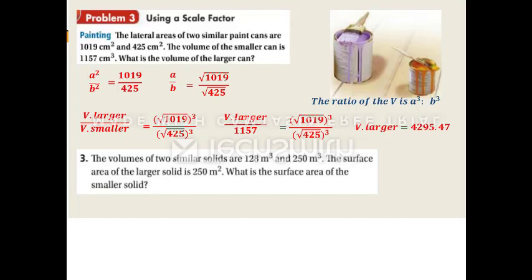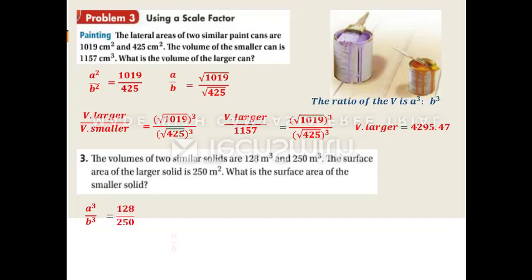Let's solve the next question. The volumes of two similar solids are 128 cubic meters and 250 cubic meters. The surface area of the larger solid is 250 square meters. What is the surface area of the smaller solid? Since we have the volumes of the two solids, let's write the ratio of volumes, a cubed over b cubed, equal the given volumes.